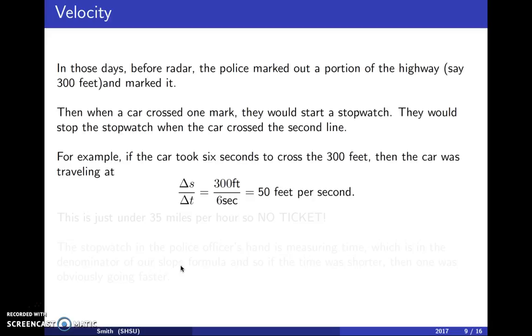So the average velocity of the car across that 100 yards is 50 feet per second. Now, things are measured in miles per hour. This is just under 35 miles per hour. 50 feet per second is about 34 miles per hour.